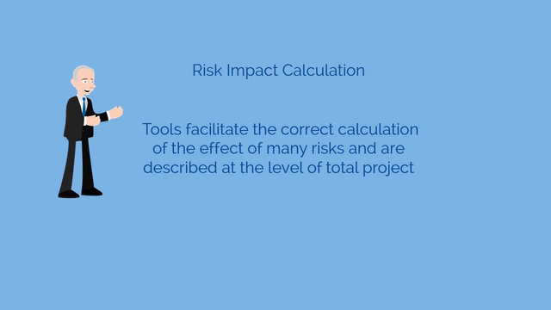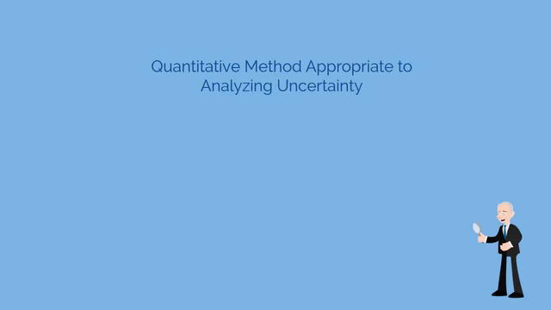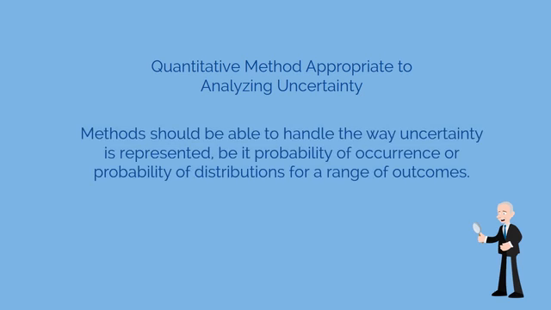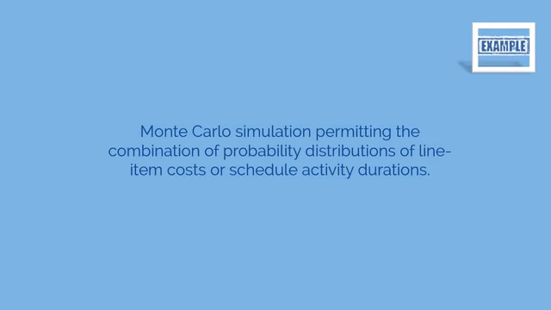The third characteristic of tools is to find the quantitative method appropriate to analyzing uncertainty. The methods should be able to handle the way uncertainty is represented, be it the probability of occurrence or probability distributions for a range of outcomes. For example, the Monte Carlo simulation permits the combination of probability distributions of line item costs or schedule activity durations.